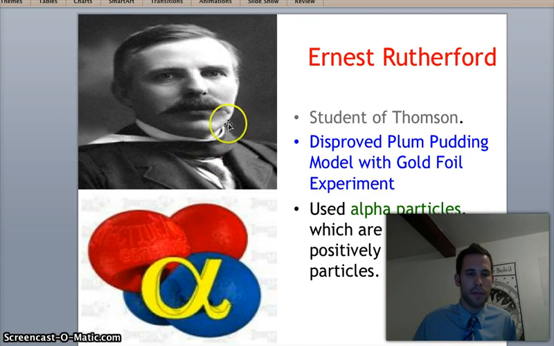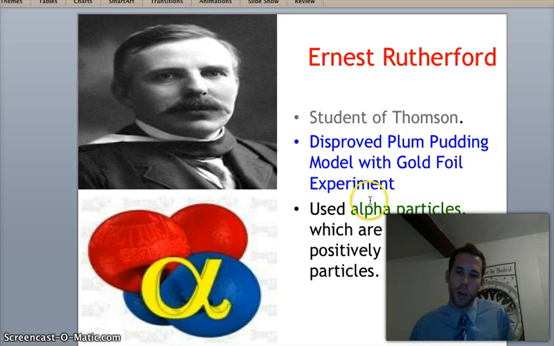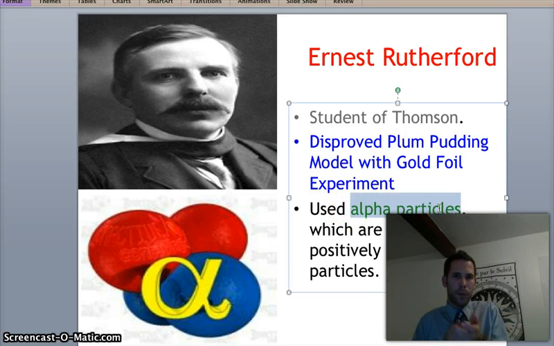Up next we have my dear friend Ernest Rutherford. And he was actually a student of Thomson. He took Thomson's ideas and said, I'm going to change it up a little bit. And he used a gold foil experiment where he fired these little alpha particles at this gold foil.